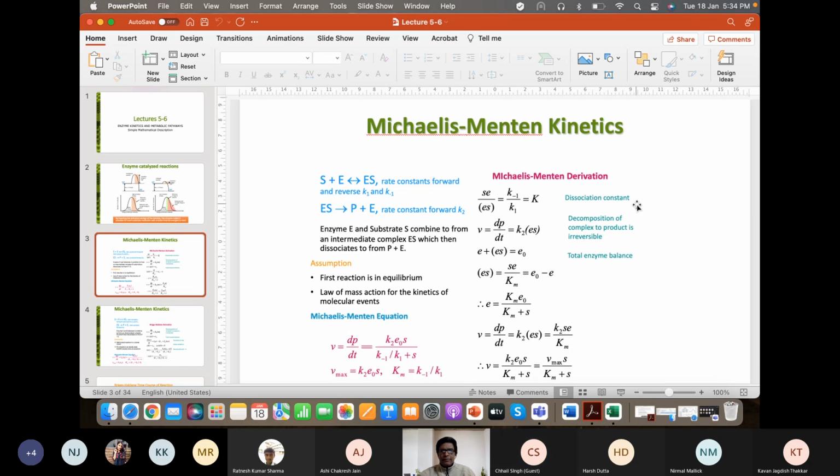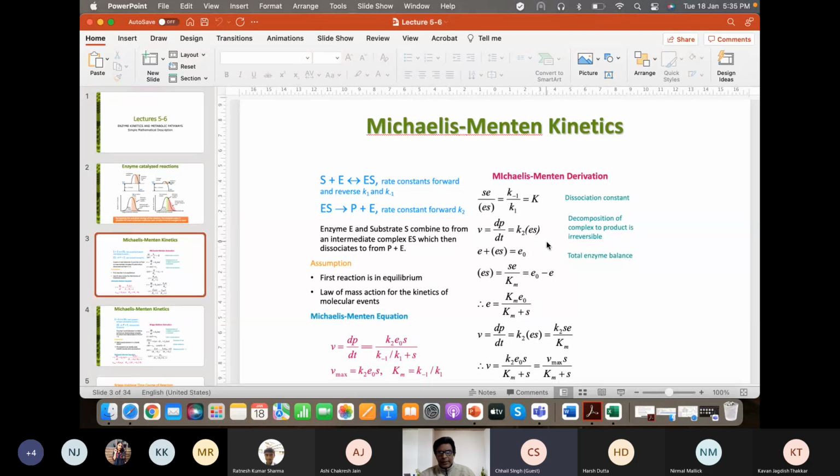Whenever you are tackling a problem like this, you look at the assumption and then you write down the assumption in a form that is understandable by you in terms of these constants. The next thing you have to understand is how to write the rate equation. The rate equation is very simple. You look at the product, and dp dt is the rate of change of the product, and that is the velocity of the reaction, which is nothing but the rate of formation, K2 forward reaction, times the complex concentration ES.